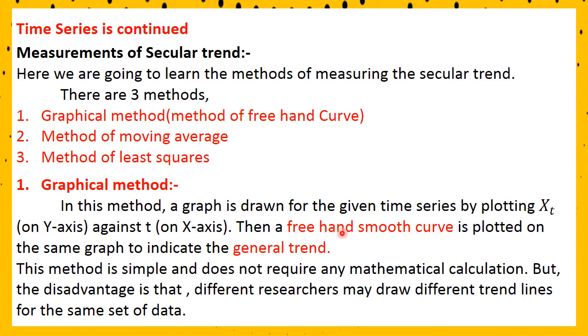Now this freehand smooth curve drawn by different researchers may be different, so it is a disadvantage because different researchers may draw different trend lines for the same set of data. So it is a disadvantage. So we have to go for the next method.